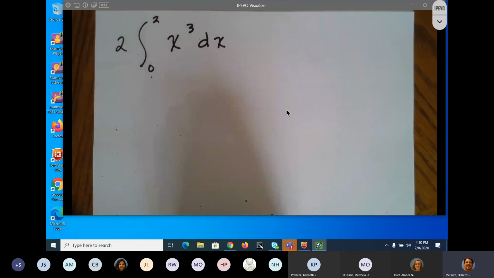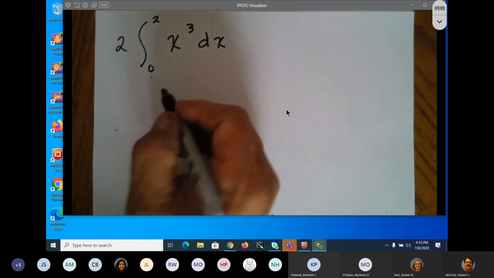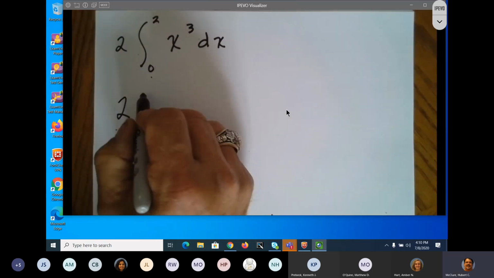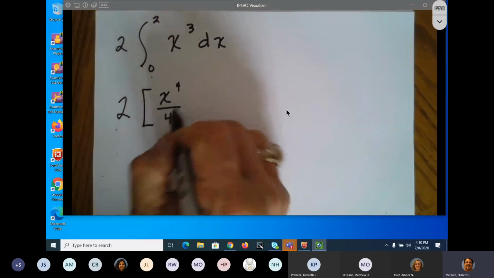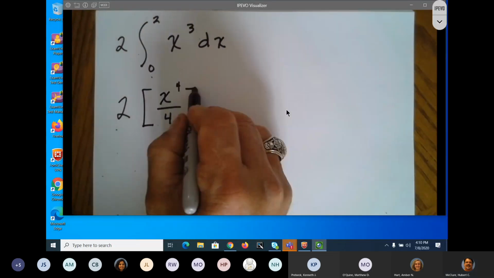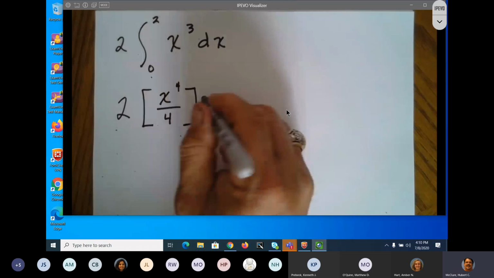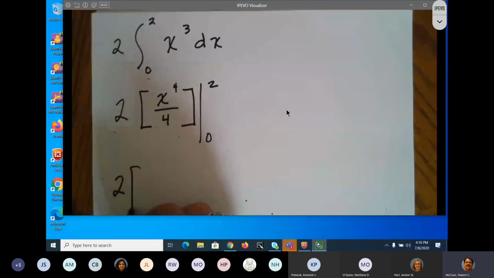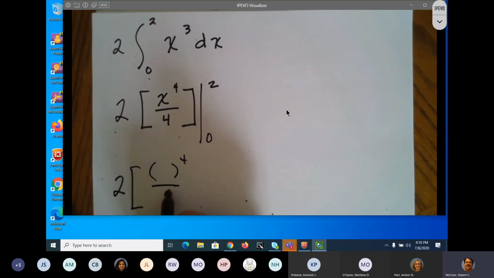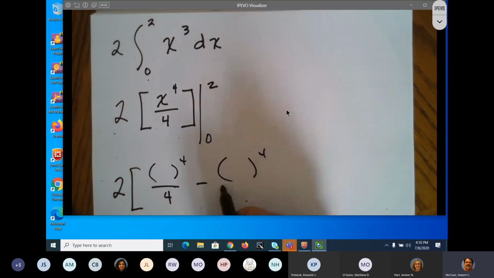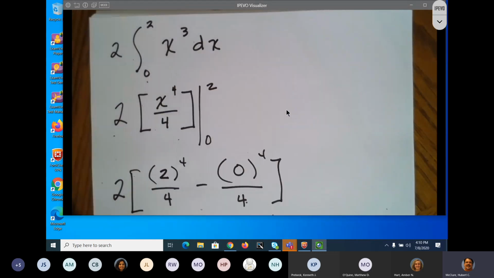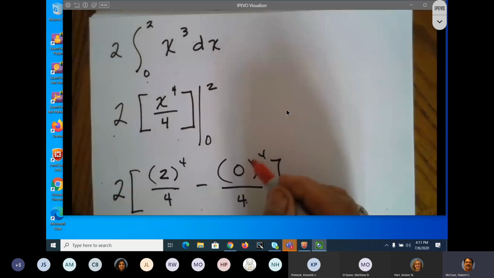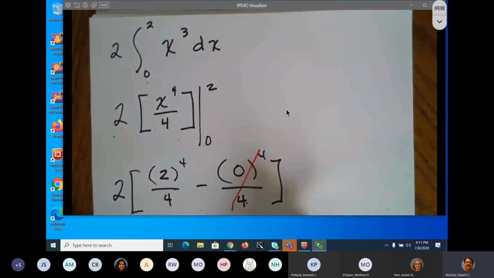So 2 brackets x to the 4th over 4, evaluated at 0 and 2. 2 brackets parentheses 4 over 4 minus parentheses 4 over 4. 0 goes there, 2 goes there, and we take out that. Now, of course, you don't have to do this every time.